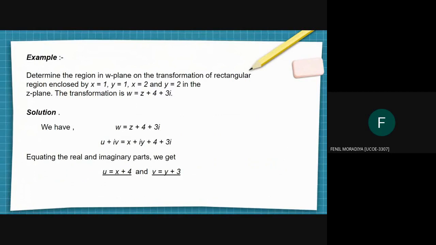For example, determine the region in the W plane on the transformation of the rectangular region enclosed by x equal to 1, y equal to 1, x equal to 2 and y equal to 2 in the z plane. The transformation is w equal to z plus 4 plus 3i. So as given in the question, w equals z plus 4 plus 3i, we substitute w as u plus iv and z as x plus iy. So we get u plus iv equals x plus iy plus 4 plus 3i. By equating real and imaginary parts, we get u as x plus 4 and v as y plus 3.